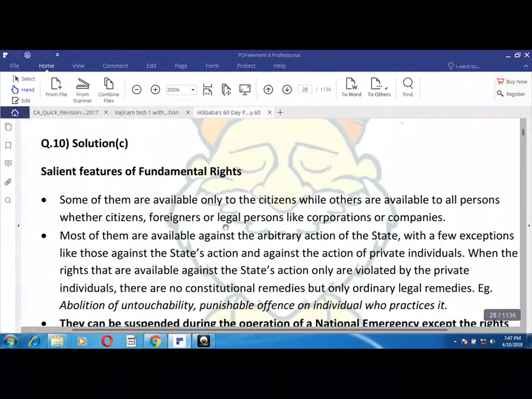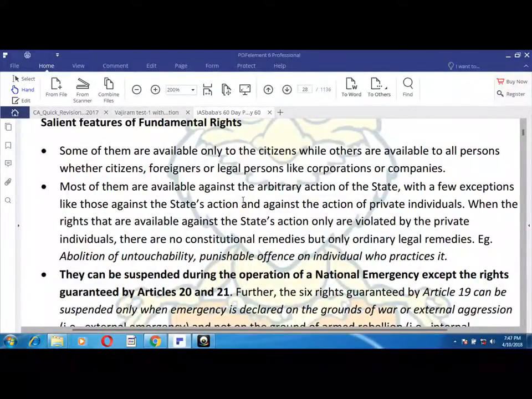Salient features of the fundamental rights. Some of them are available only to the citizens, while others are available to all persons, whether citizens, foreigners, or legal persons like corporations or companies. Most of them are available against the arbitrary action of the state, with a few exceptions, like those that are available against the action of private individuals, when the rights that are available against state action only are violated by private individuals. There are no constitutional remedies, but only ordinary legal remedies.